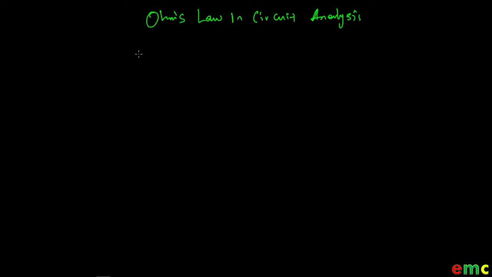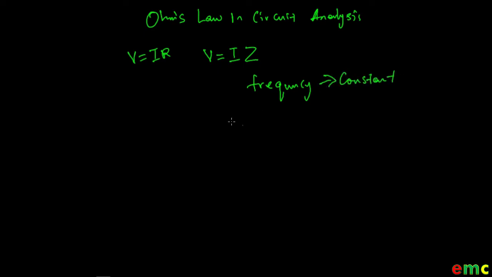For a DC circuit, we have the voltage equal to the current times the resistance. But for an AC circuit, we have the voltage equal to the current times the impedance. So for an AC circuit to obey Ohm's law, the frequency of the circuit must be constant, because the impedance, which is standing in for the resistance here, is also dependent on the frequency. Therefore, for an AC circuit to obey Ohm's law, the frequency must be constant.